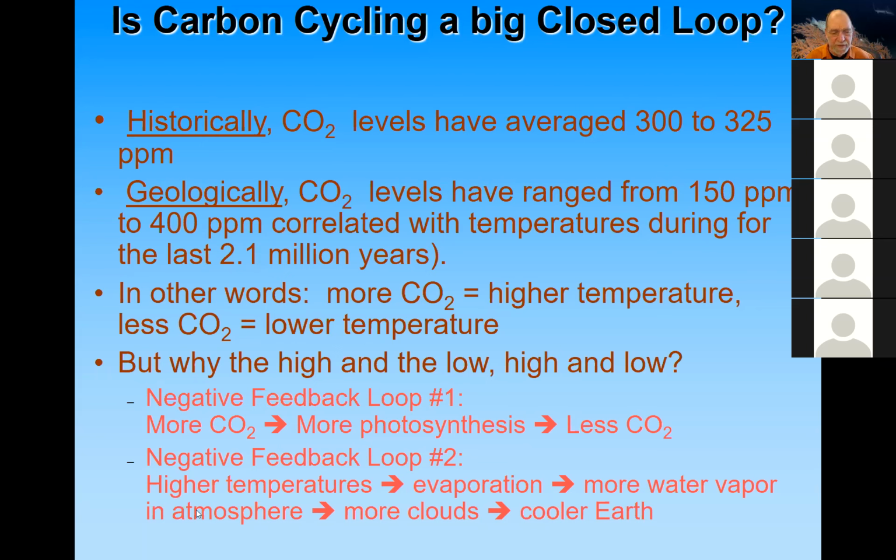So those are negative feedback loops. Another negative feedback loop is higher temperature increases evaporation, and more water. This should be a positive feedback loop. Higher temperatures increase evaporation, more water vapor in the atmosphere, more clouds. Well, you can also get more. This can work in a positive and negative way.